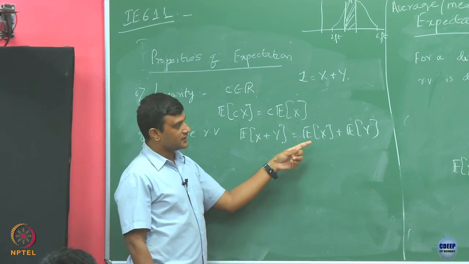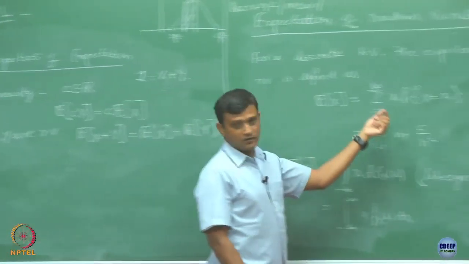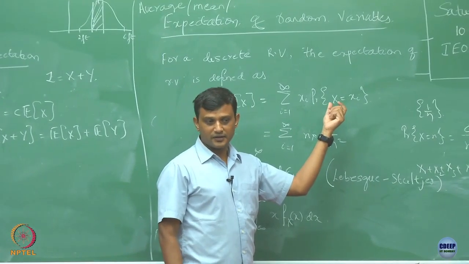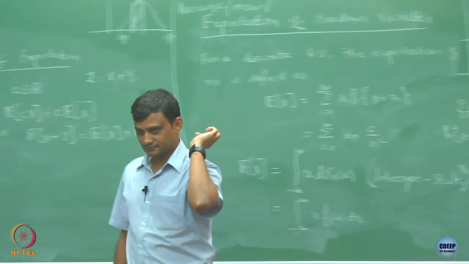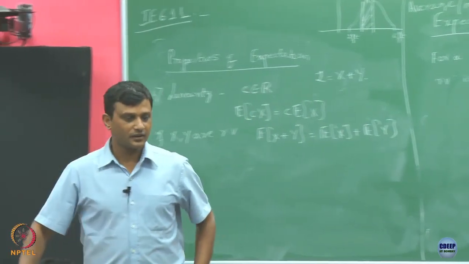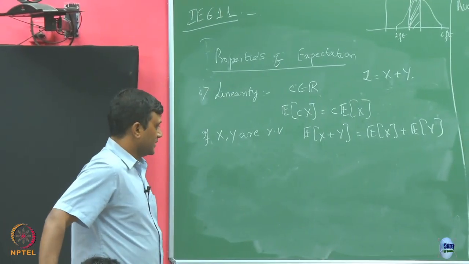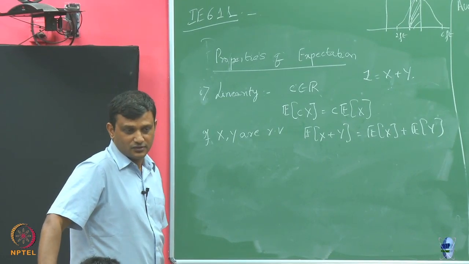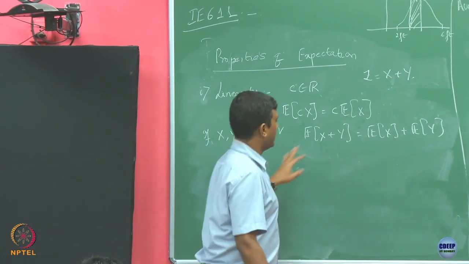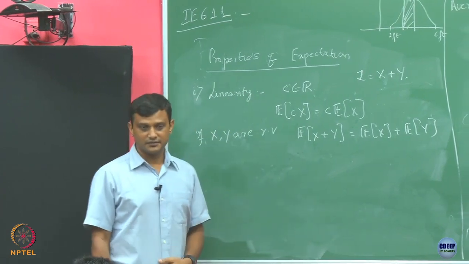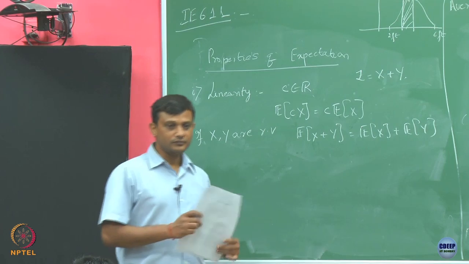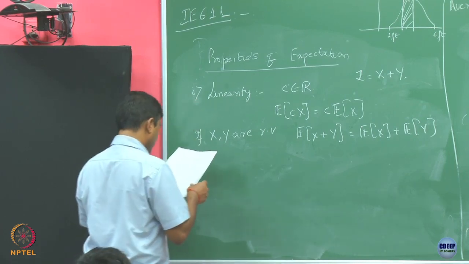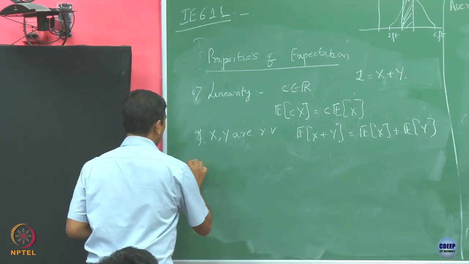But do you think that is going to separate out and you can get this? Why should this be true? Expectation of x plus y is equal to... Okay, think about it. Let me complete the other properties.